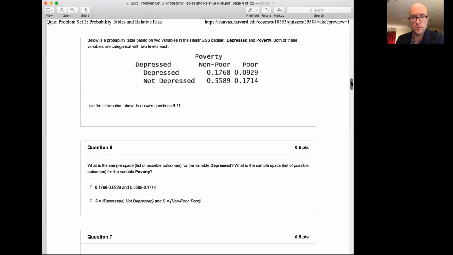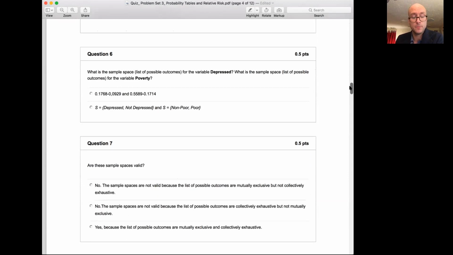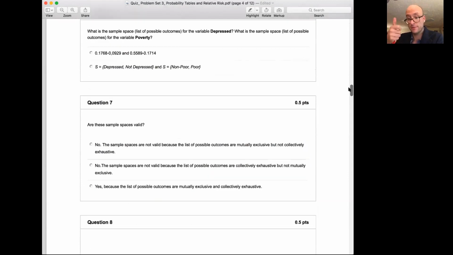Right, so what would be, say, for a coin toss? What is the set of all possible? What is the sample space for a coin flip? It'd be S equals {heads, tails}. One of two. Okay. Are these sample spaces valid?